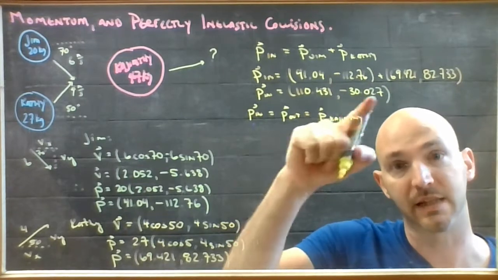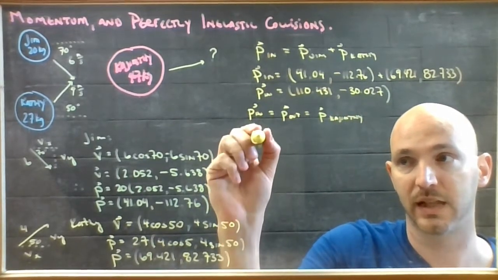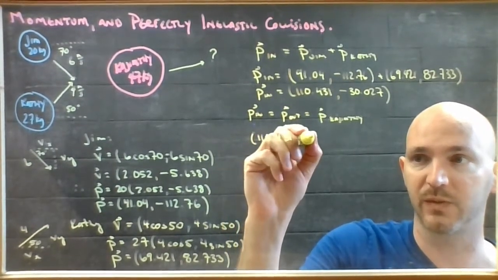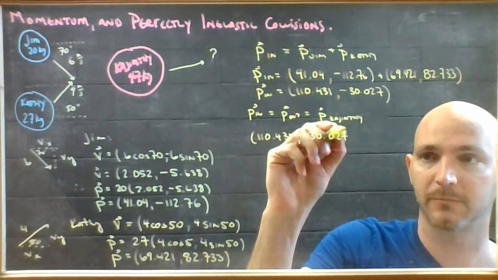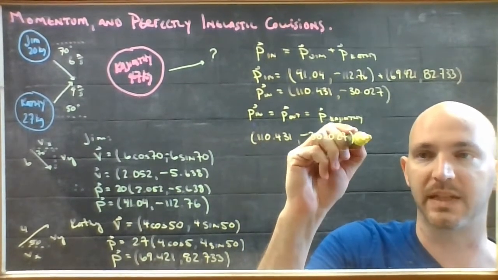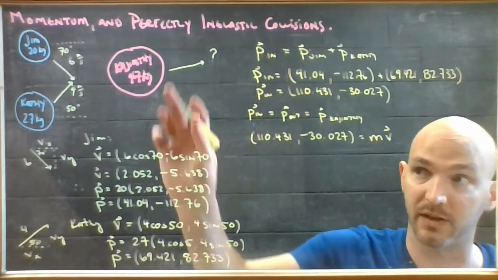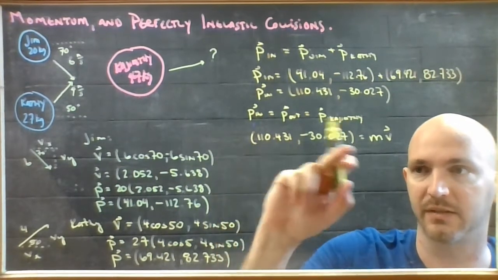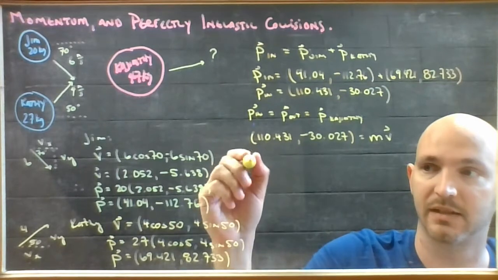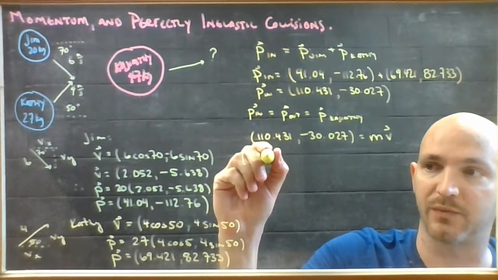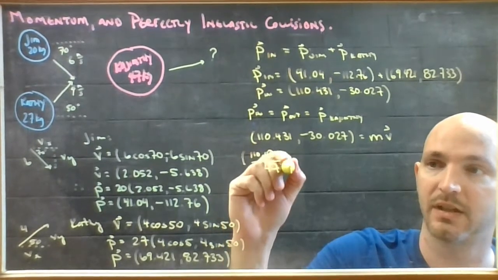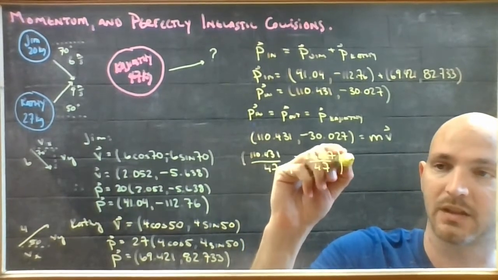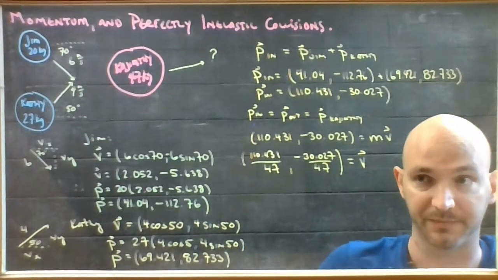So if I were to take this momentum in vector and set it equal to the total momentum of my new fused object, this momentum should be the mass multiplied by the velocity vector of that fused object. So if I could fill in the 47 kilograms here and divide this side by that mass, I would end up with 110.431 over 47, comma, negative 30.027 over 47 being my new velocity vector.